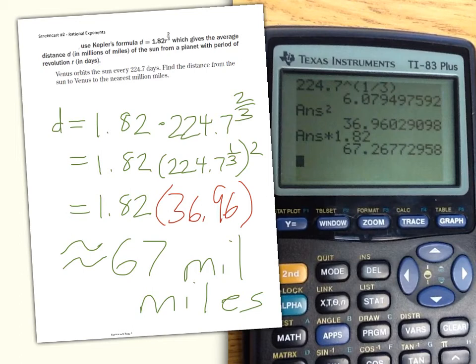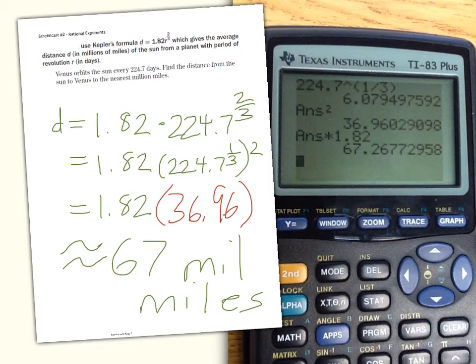Kepler used this formula so that he could calculate the distances between celestial bodies, planets, stars, suns, things like that. Pretty intense, especially for someone who was born in the 16th century. Amazing. So we have our answer here.